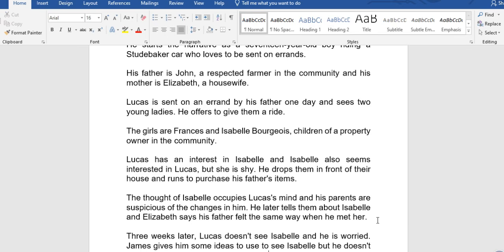Lucas is sent on an errand by his father one day and sees two young ladies. He offers to give them a ride. The girls are Frances and Isabel Bourgeois, children of a property owner in the community. Lucas has an interest in Isabel, and Isabel also seems interested in Lucas, but she is shy. He drops them in front of their house and runs to purchase his father's items.